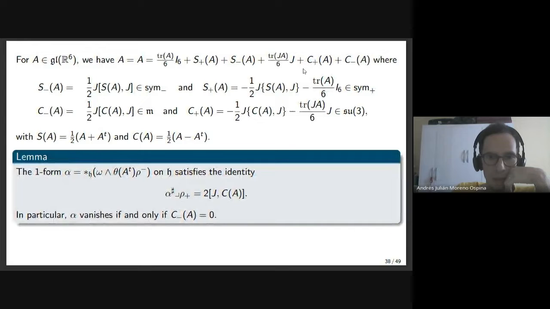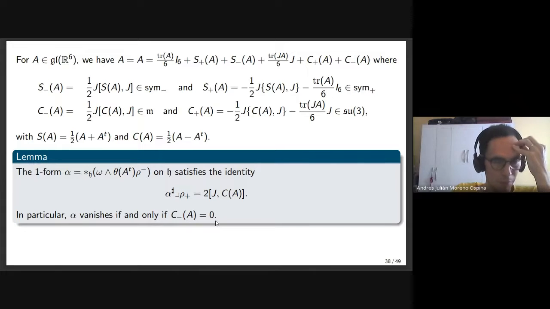And using this description, one lemma before is that there was some quantity that appears in the computations that we did, this one form in H, and we show that this one form satisfies this identity when you do the contraction with the real part of the complex volume form. But the important thing here is that this one form vanishes if and only if the skew-symmetric part of A that anti-commutes with the complex structure is 0.